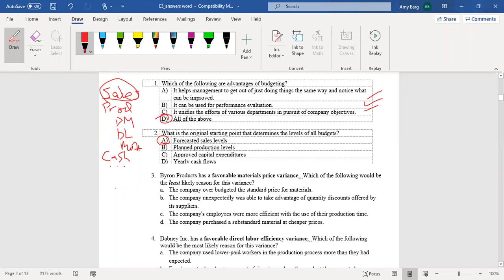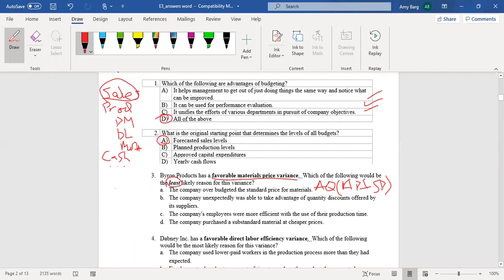Number 3, Byron Products has a favorable materials price variance. Which of the following would be the least likely reason? We remember that for the materials price variance, we take the quantity and hold it constant, and compare just the prices, the actual price minus the standard price. In order for it to be favorable, the actual price has to be less than the standard price, right? So we have to spend less than we were supposed to.